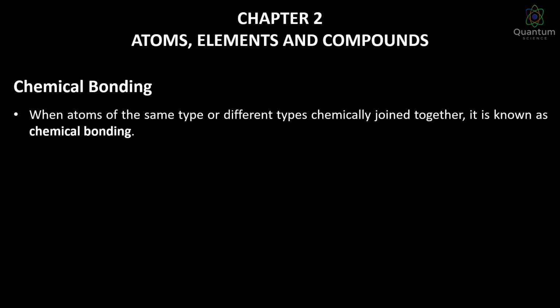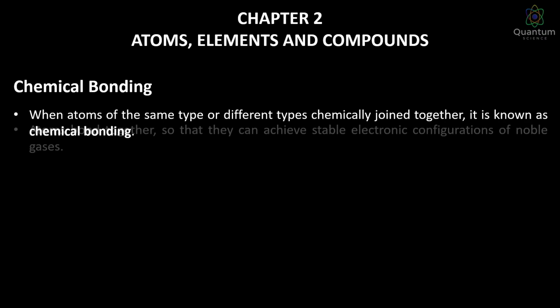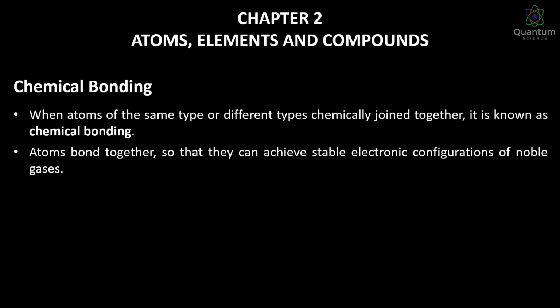When atoms of the same type or different types chemically join together, it is known as chemical bonding. Atoms bond together so that they can achieve the stable electronic configuration of noble gases. Anyway, do you still remember the stable electronic configuration of noble gases? So let's do a quick review about it.